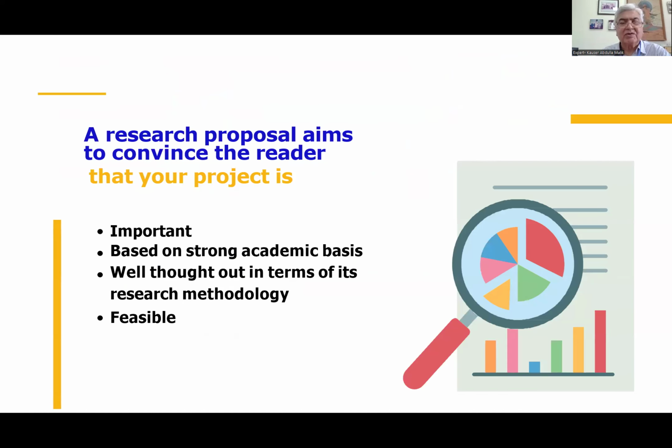A research proposal aims to convince the reader that your project is important, that it is based on a strong academic basis, that it is well thought out in terms of its research methodology, and that it is feasible. These are common sense objectives that you must keep in mind. And you should keep two agents in mind: one is the reader, and the other is the reviewer who is going to review your proposal. So you must keep both these elements in mind.